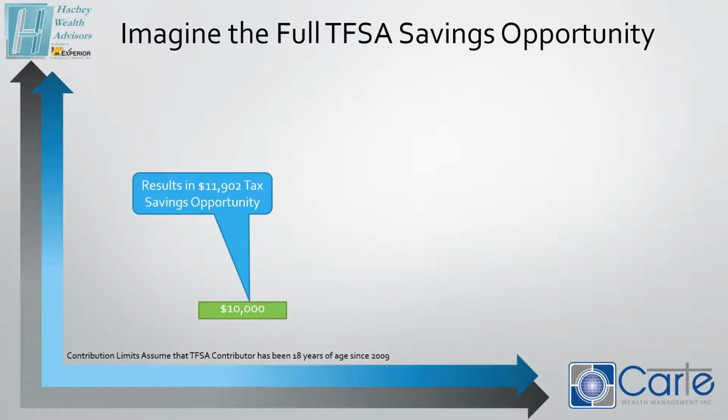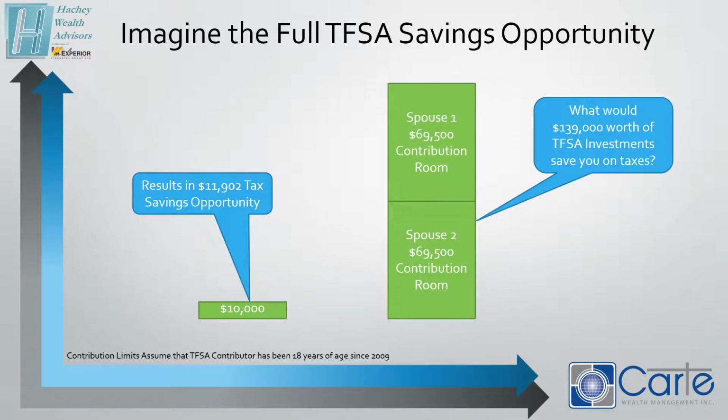Now, all the examples we've talked about so far have been based on $10,000 worth of investment. And one thing that we know is that you have more than $10,000 worth of TFSA contribution room available. In fact, if you're in a household with two spouses, there is much more contribution room available, right? With two people, the contribution room is up to $139,000, and that's assuming that you've been 18 since the year 2009 when the TFSAs were introduced. So there's a tremendous amount of tax savings opportunity out there that, realistically, the vast majority of Canadians are not taking advantage of and don't have a plan in place to take advantage of.